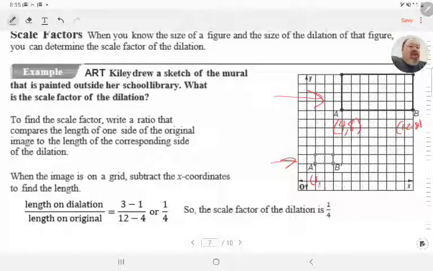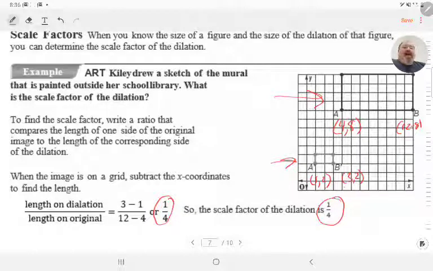So this is 1, 2. And on this one, it'll be 1, 2, 3, 3, 2. So again, all I need is the x values. So 3 minus 1 is 1. So that would be 1 over 4, and that would be a dilation of 1/4.